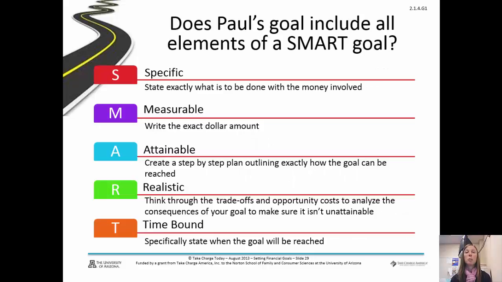So see if you can write a goal for Paul and make sure it contains specific, measurable, attainable, realistic, and time-bound. So please write down Paul's goal, and we will be sharing that later on.